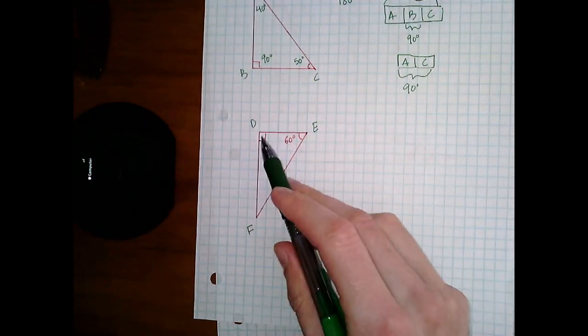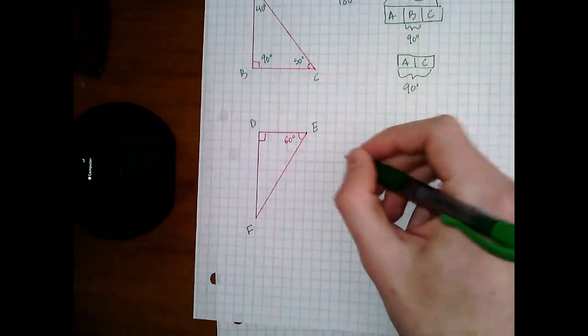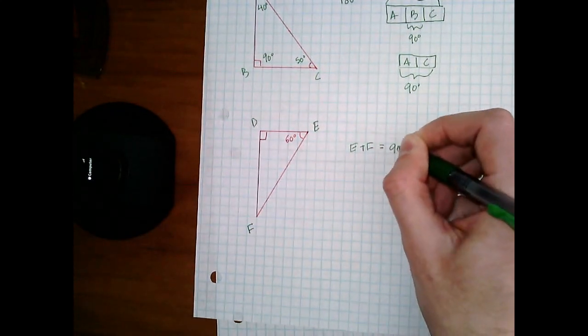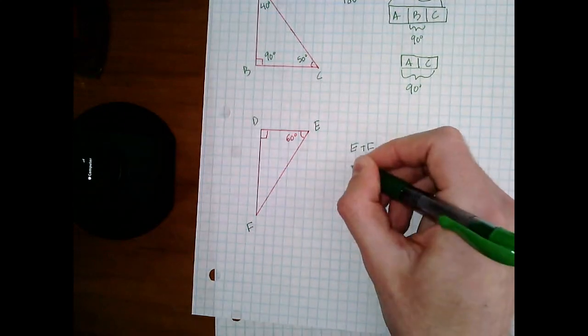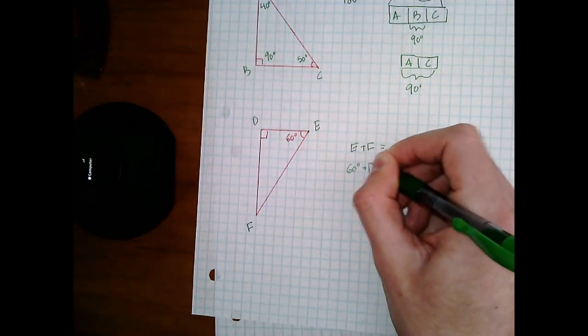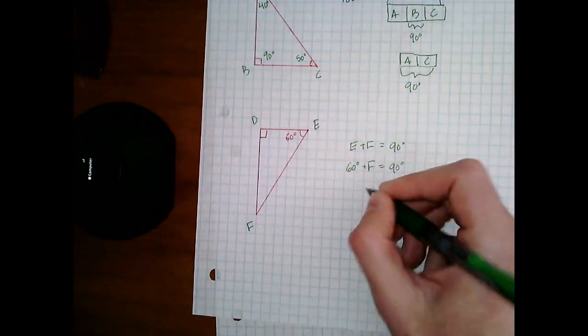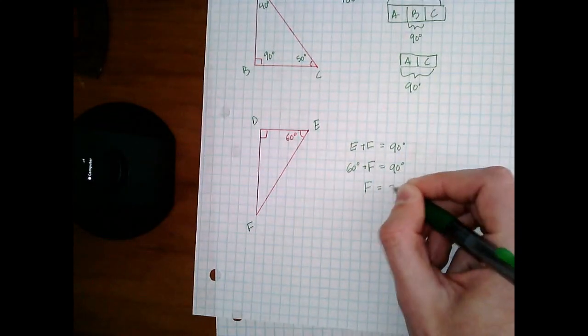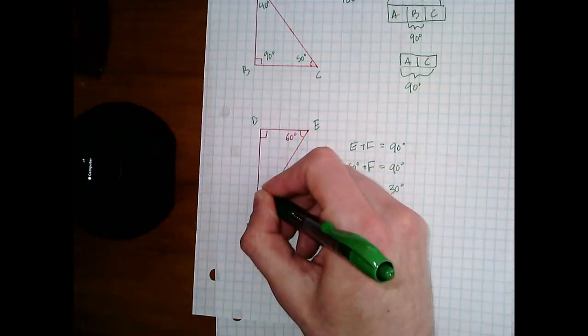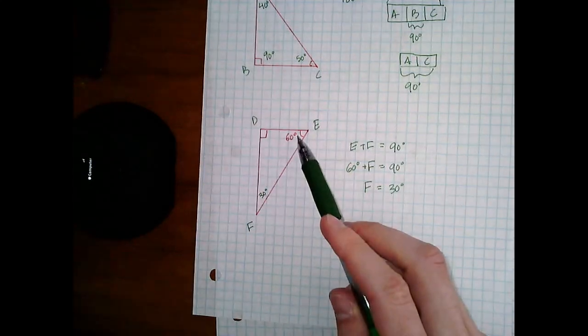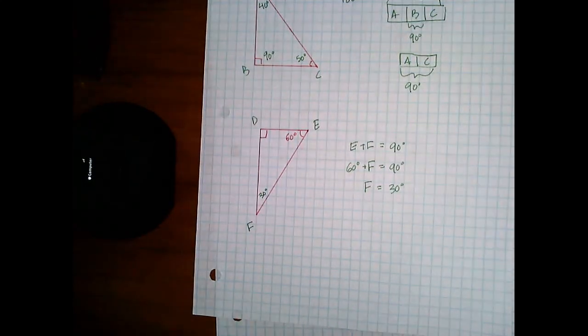Because this is a right triangle, that's going to be 90 degrees, I know that E plus F have to be equal to 90 degrees. And I know that E is 60 degrees plus whatever F is to get 90. Subtract 60 from both sides, and F has to be 30 degrees. That makes sense, it's an acute angle, and all 3 of those added up. If I added 90 to 30 and 60, I get 180.